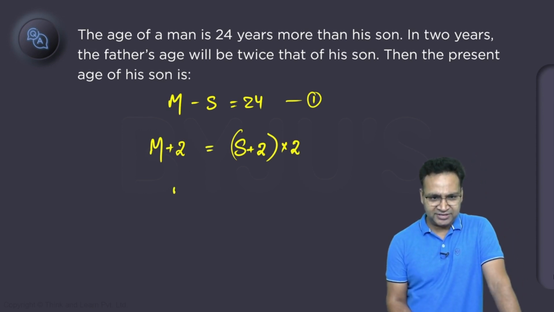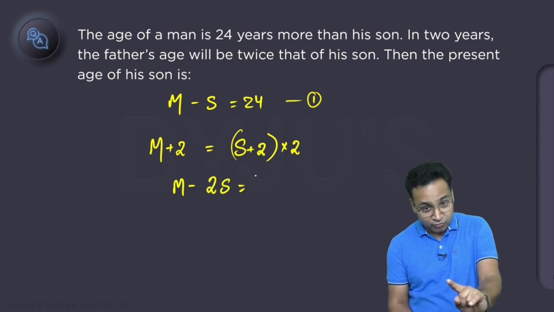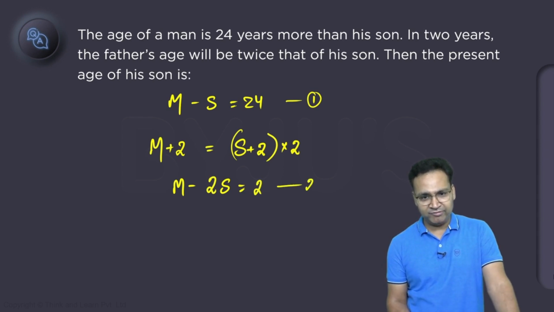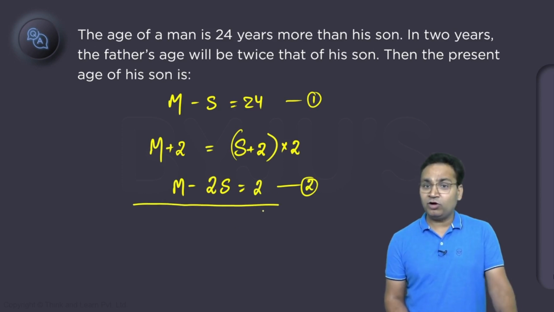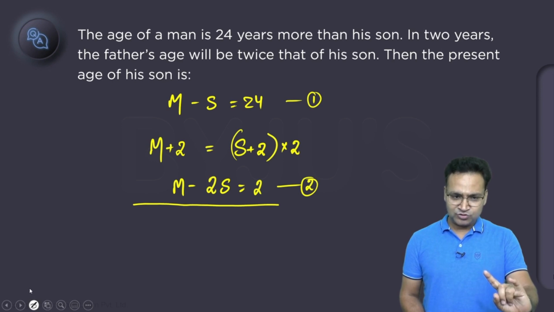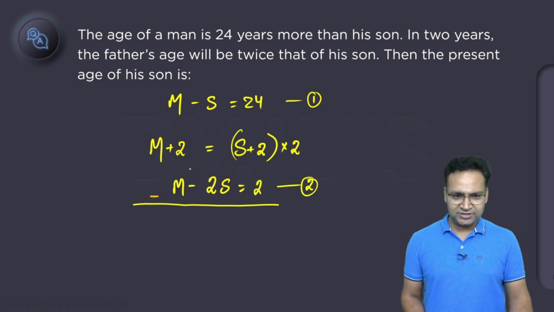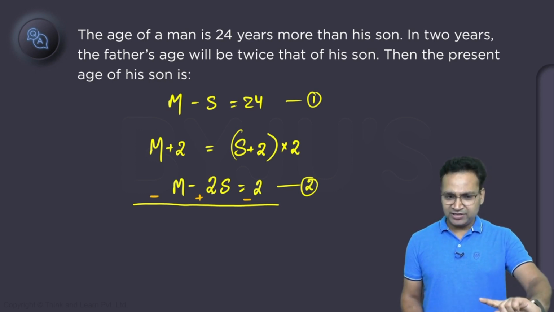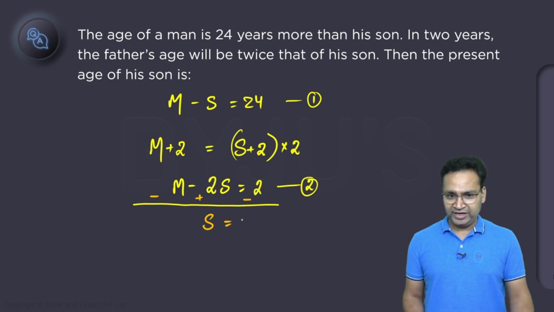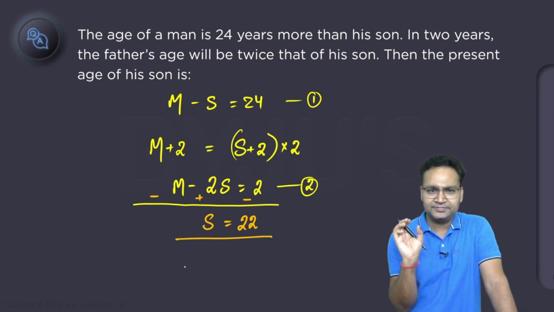So if I simplify this, it is m minus 2s is 4 minus 2, which is 2. This is equation number 2. I can simplify the two equations. Just look at what we need to calculate: the present age of son. So we try to subtract the two equations. M and m are already cancelled. Minus s plus 2s is plus s. 24 minus 2 is 22. So what is the present age of son? 22. That's one way of doing it.